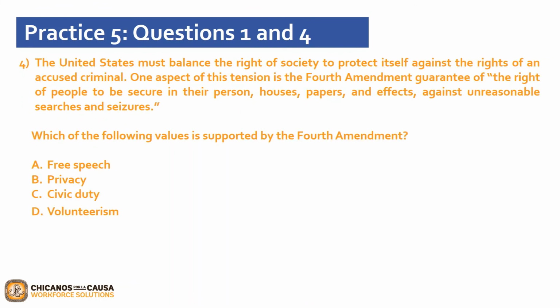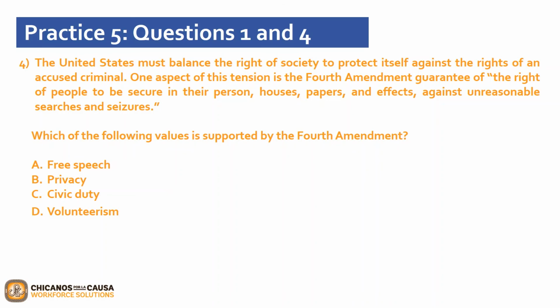Let's answer question 4. The United States must balance the right of society to protect itself against the rights of an accused criminal. One aspect of this tension is the Fourth Amendment guarantee of the right of people to be secure in their person, houses, papers, and effects against unreasonable searches and seizures. Which of the following values is supported by the Fourth Amendment? A. Free speech. B. Privacy. C. Civic duty. D. Volunteerism.